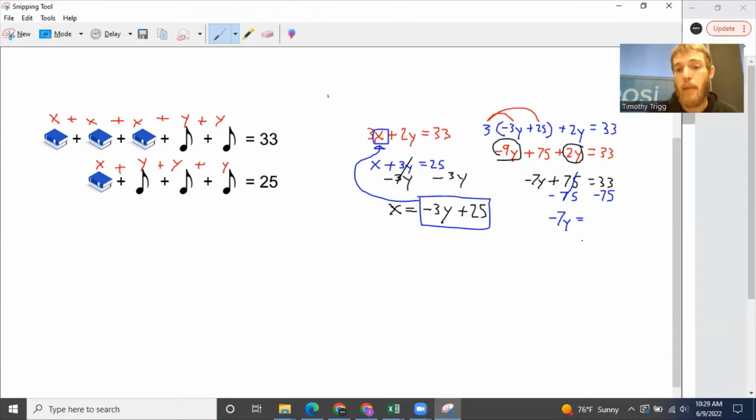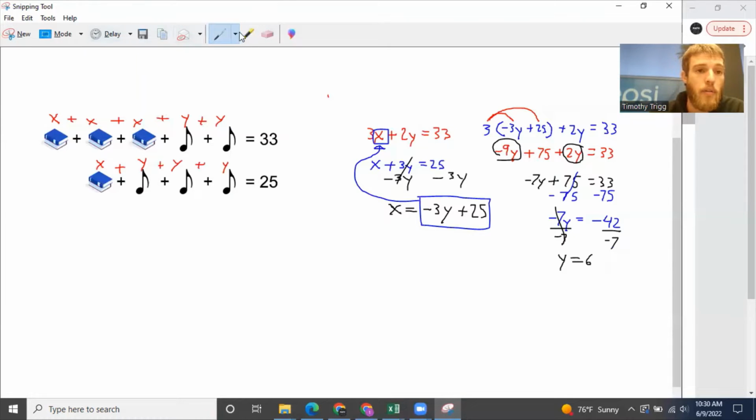Okay, 33 minus 75. Well, that's going to be negative 42. Lastly, to solve for y, divide both sides by negative 7, getting y by itself here. That'll show us that y is 6. Now we know what y is. Y is 6. In other words, the value of the music note in these equations is 6.